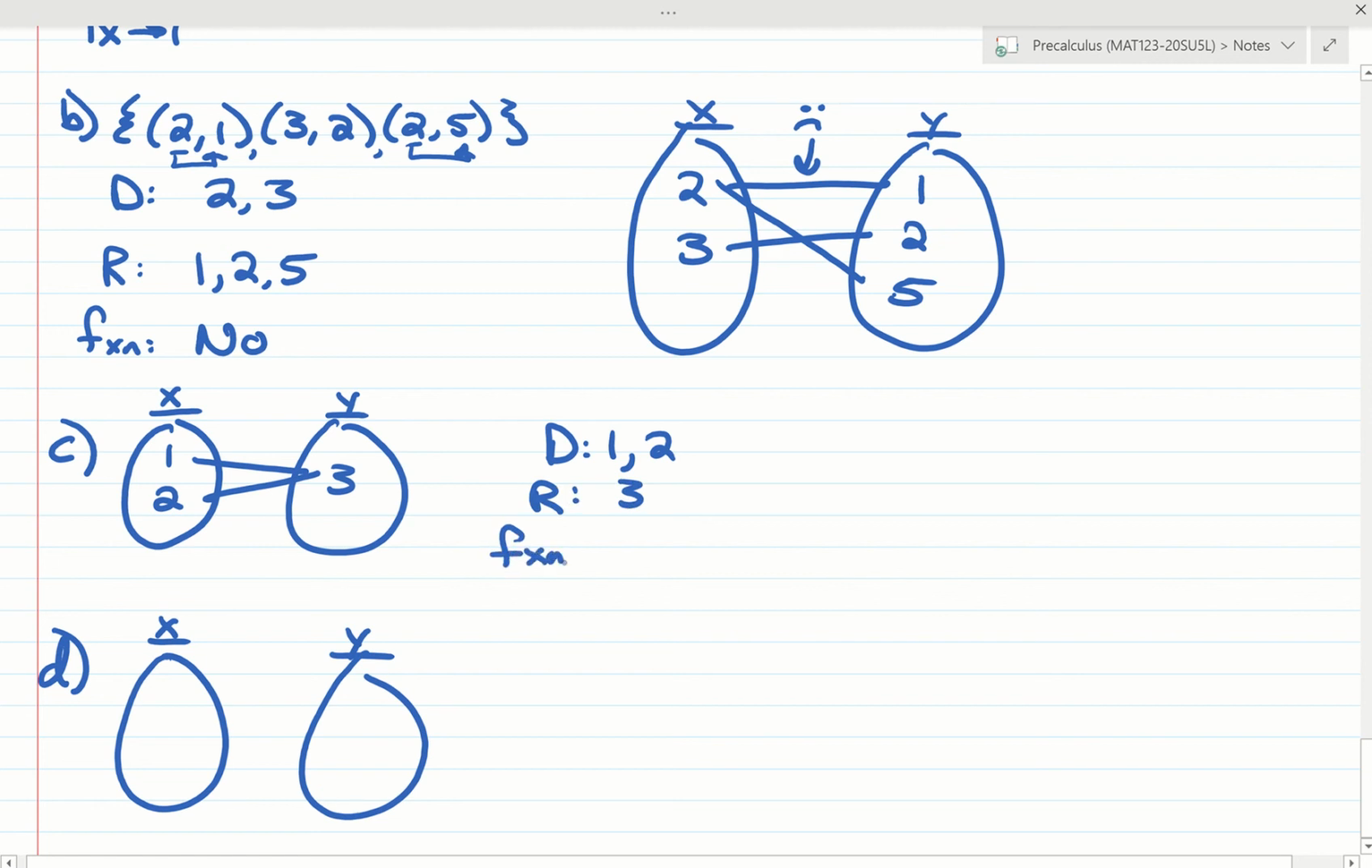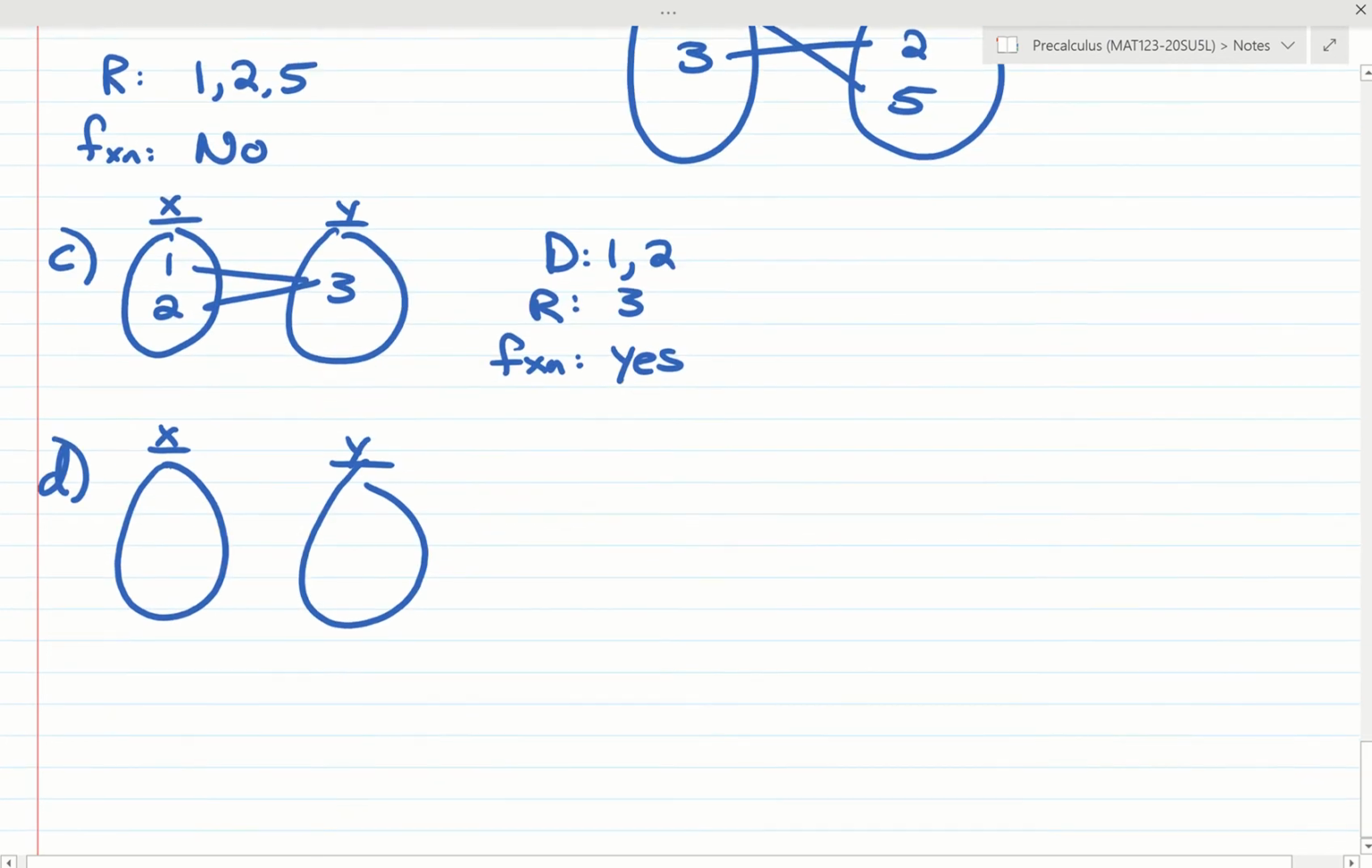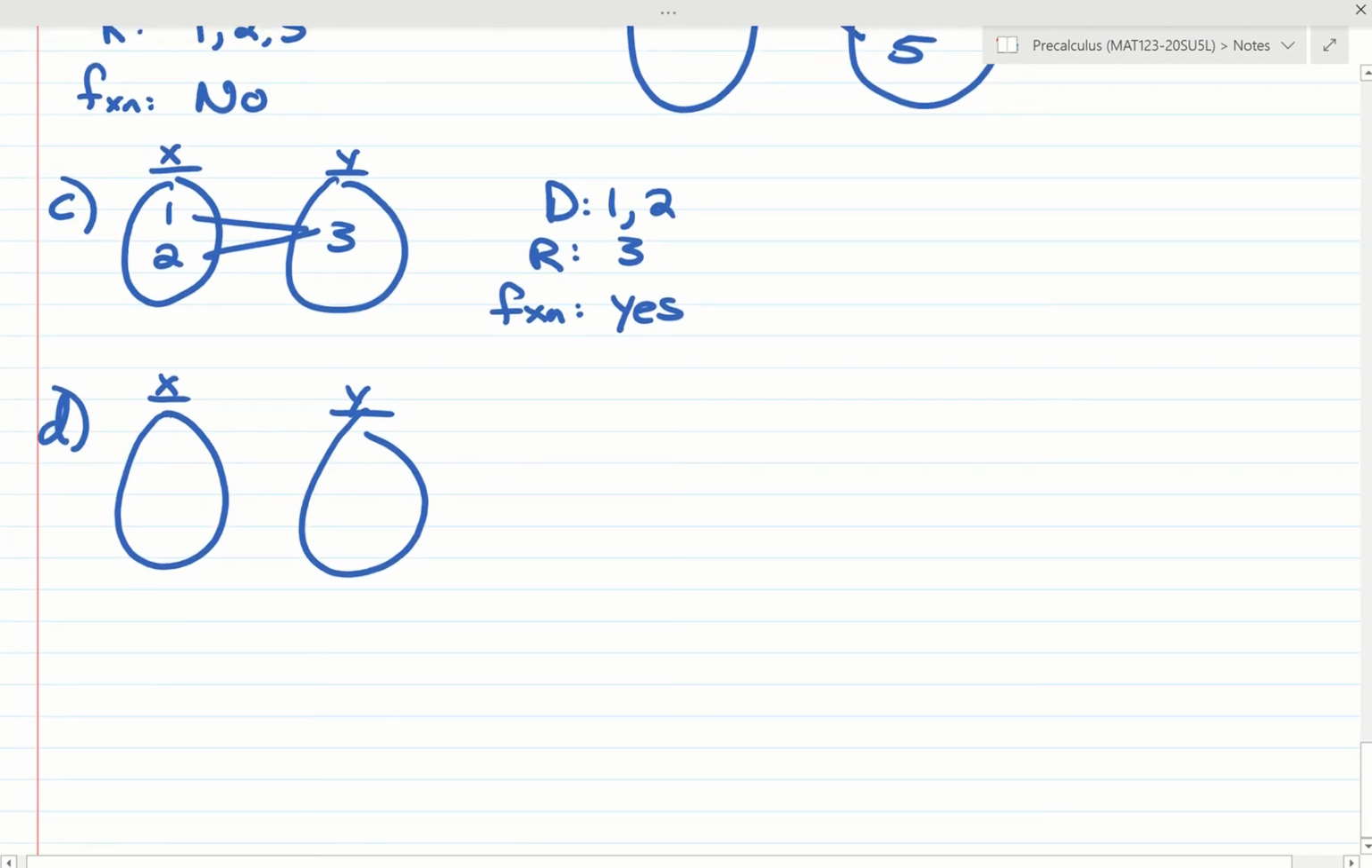Is this a function? Is 1 only going to one number? The answer is yes. Is 2 only going to one number? Yeah. They're both the same number, but that's okay, as long as every x value is only going to one y value. What about if we switched it, like if we had 1 and 2?